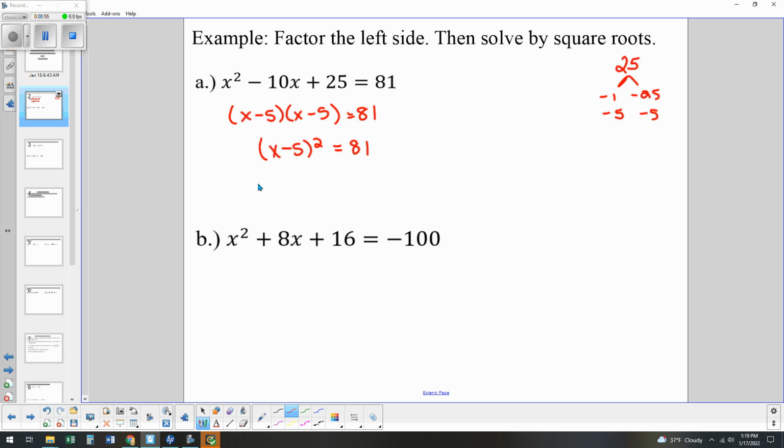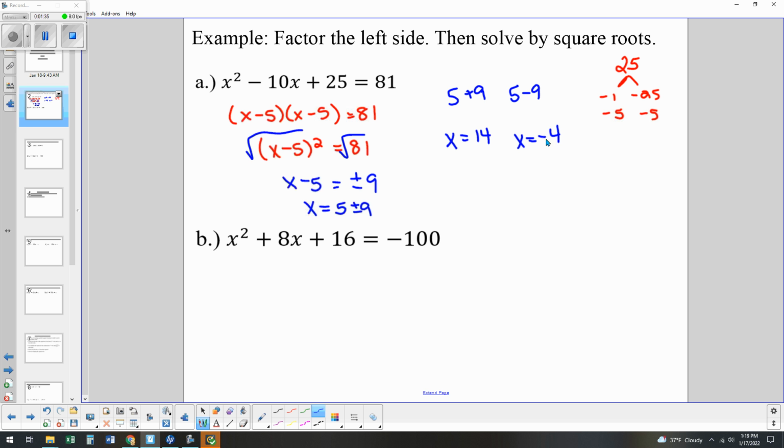And now we can solve by square roots because I have something being squared. So if I were to take the square root of both sides, the square root of x minus 5 squared is really x minus 5, and we get plus or minus the square root of 81, which is 9. So now if I were to add 5 to this side, we get 5 plus or minus 9. Now normally, if one of these was a square root or imaginary, I would leave it like that, but this can actually be done. We have 5 plus 9, and we have 5 minus 9. So x would equal 14, or x equals negative 4.